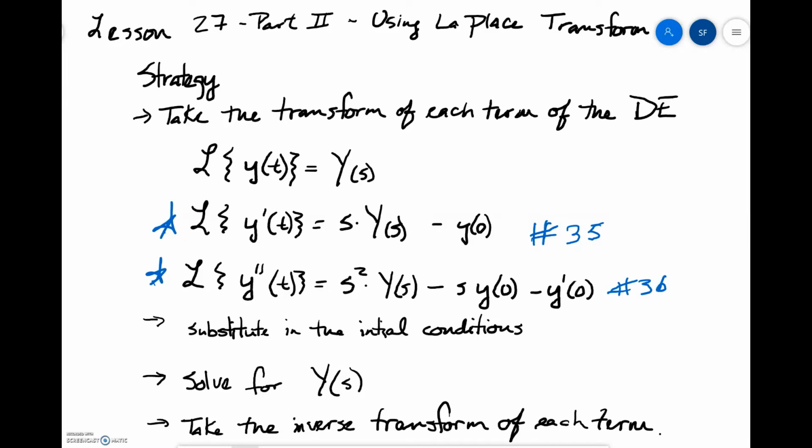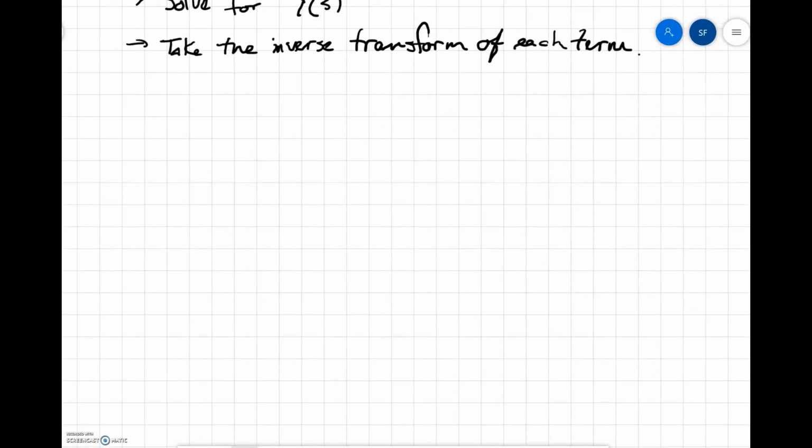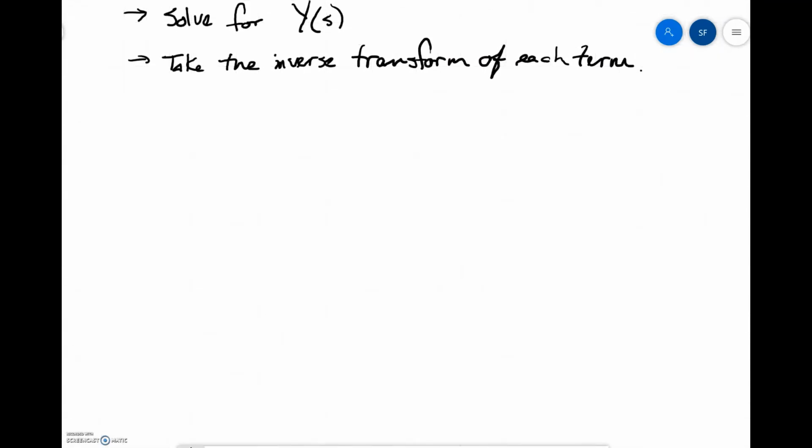Let's go ahead and try that. So let's do an example. My example is y prime minus y equals 2 cosine 5t. This is just a first order differential equation, but let's start a little bit simpler and then we can get more complicated as we need to. We also need an initial condition. Let's let y of 0 equal 0.